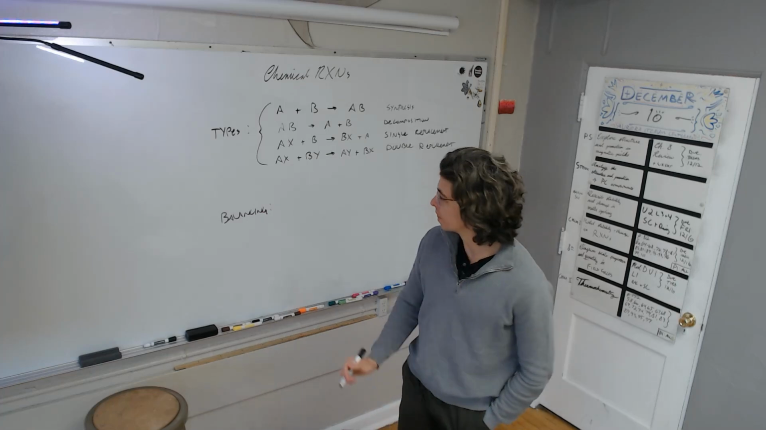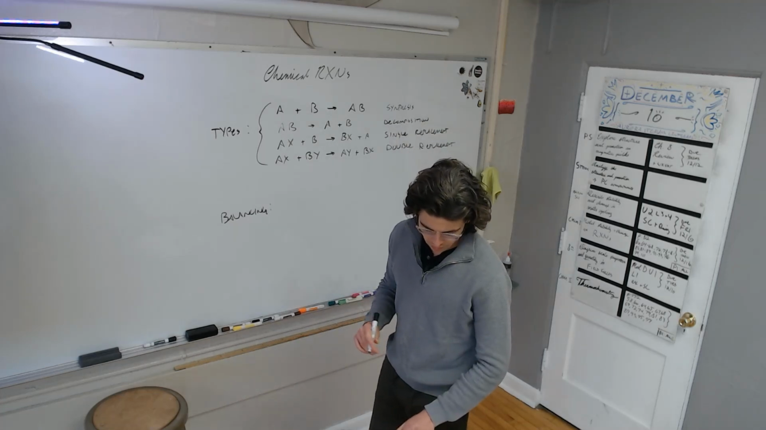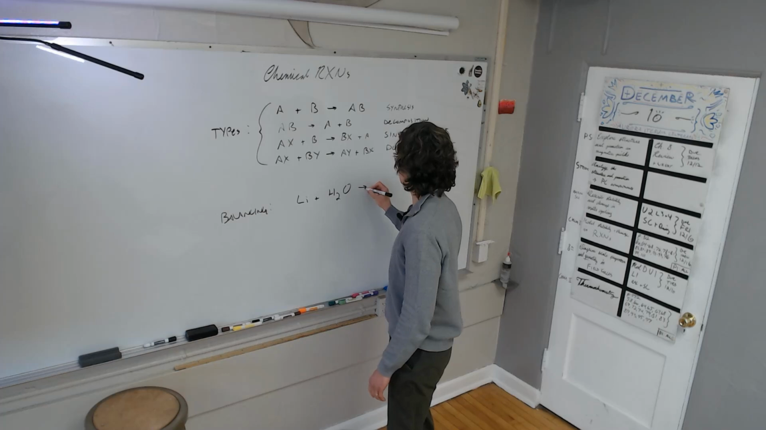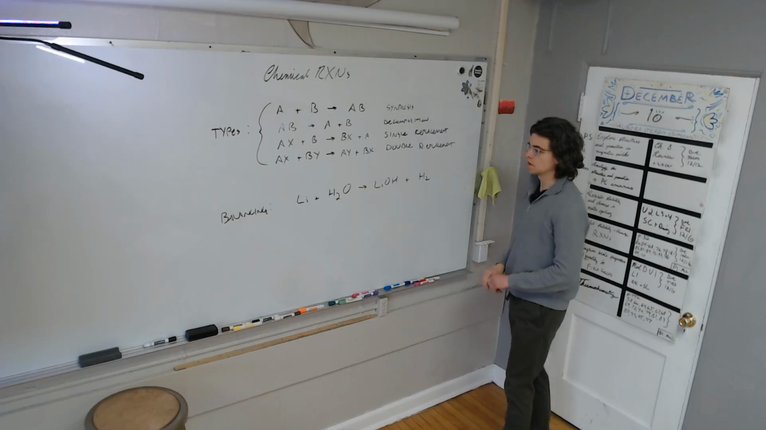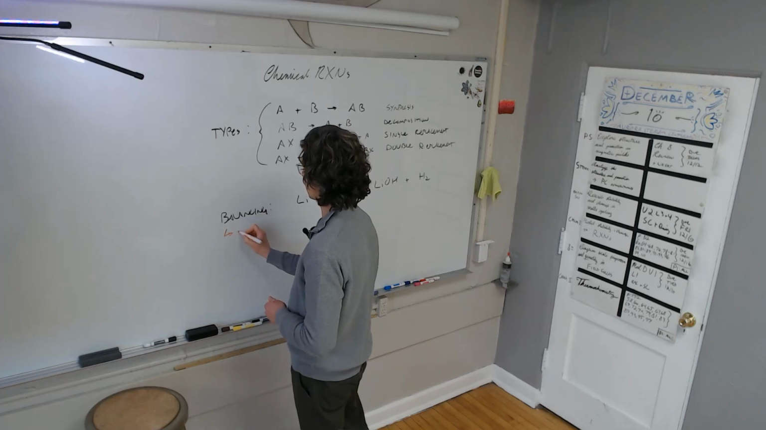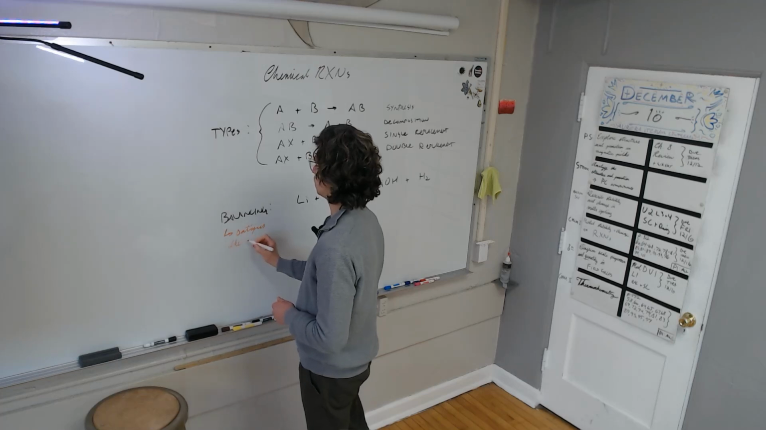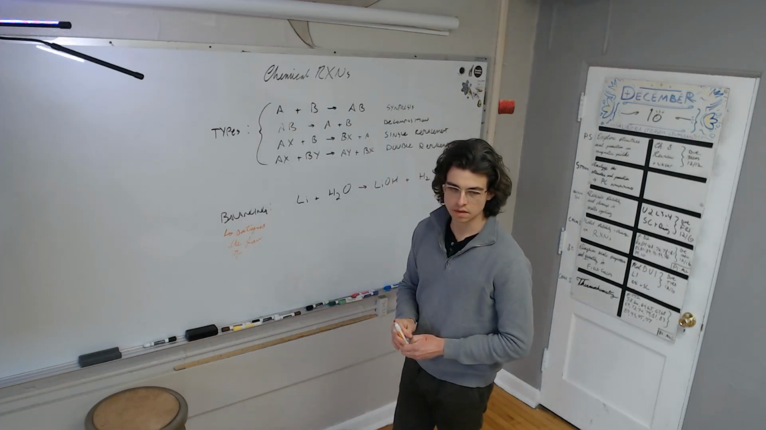So let's say, trying to think. Let's use a specific one. Lithium plus water yields lithium hydroxide plus hydrogen gas. Well, so the point of balancing is that we need to satisfy the law of what? Why would we need to balance chemical equations to satisfy what law?